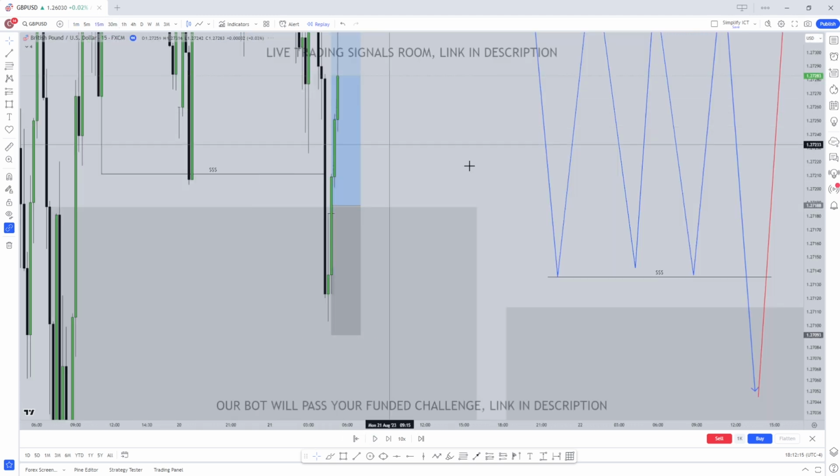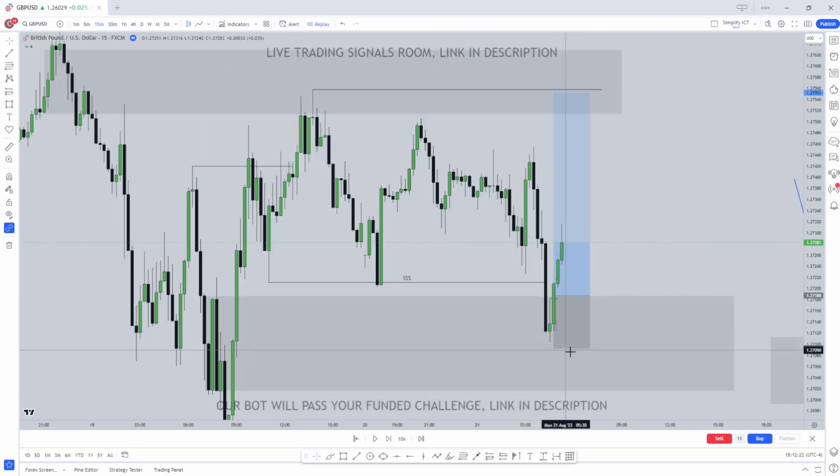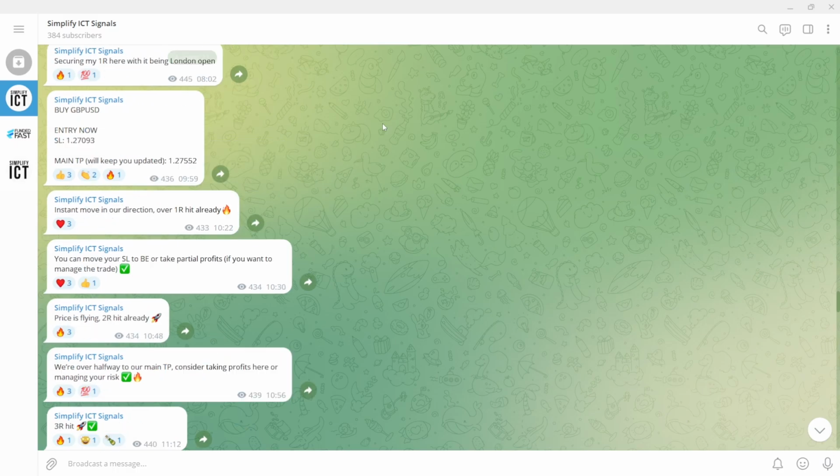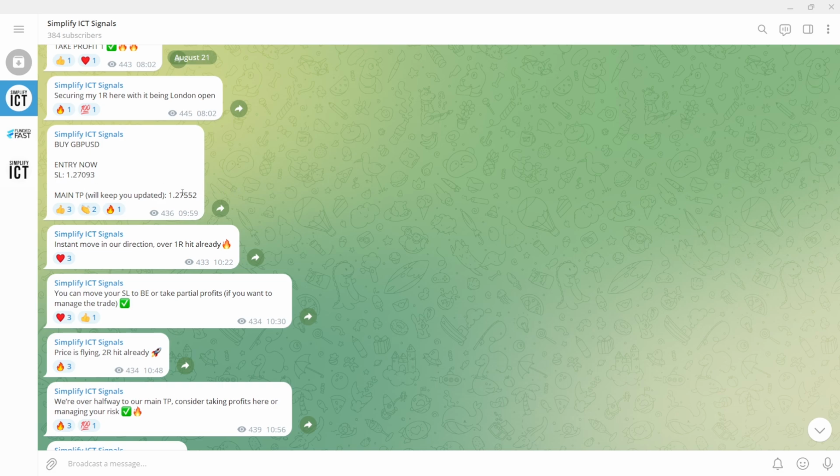If I just go up to the 15-minute again, as you can see, I've got the exact same values that I sent out to the signals room right here. So the exact same stop loss, exact same take profit.